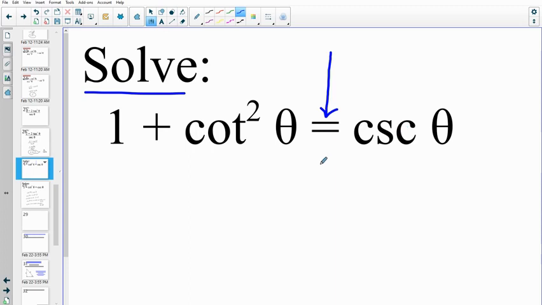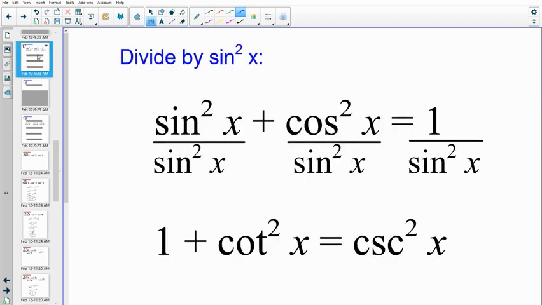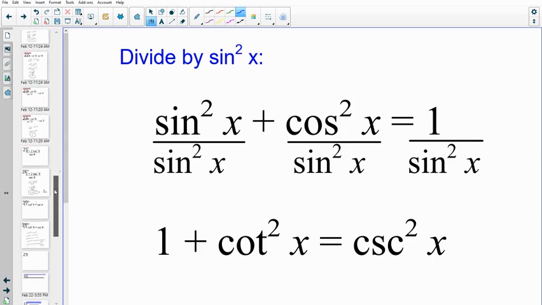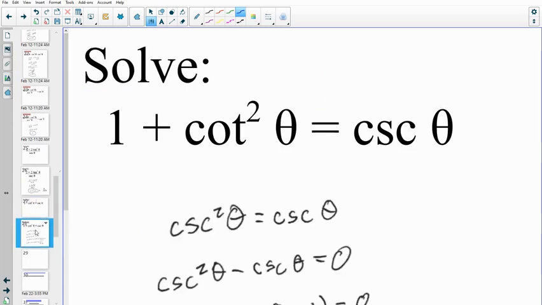So if I want to solve this, I'm going to think about my identities. 1 plus cotangent squared, that is one of the identities that we found earlier. I'm going to scroll back and find where that is. 1 plus cotangent squared. Hey, sure enough, there it is. 1 plus cotangent squared is cosecant squared. And so I can make that replacement. This is cosecant squared. On the right side, I've got cosecant.